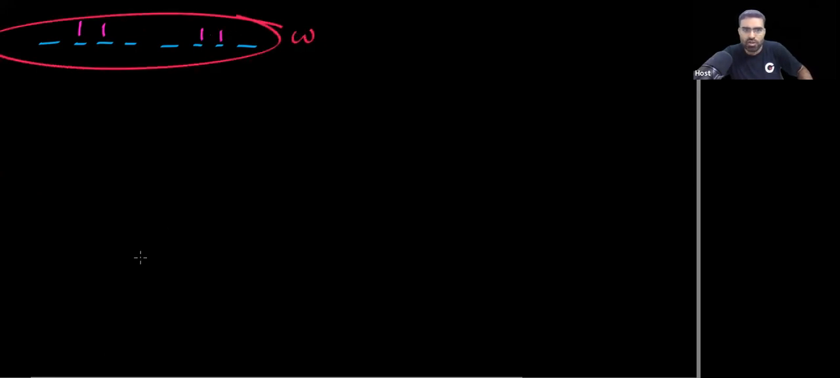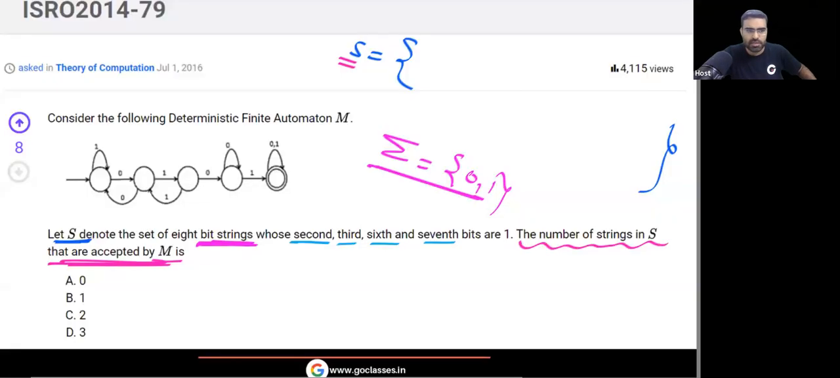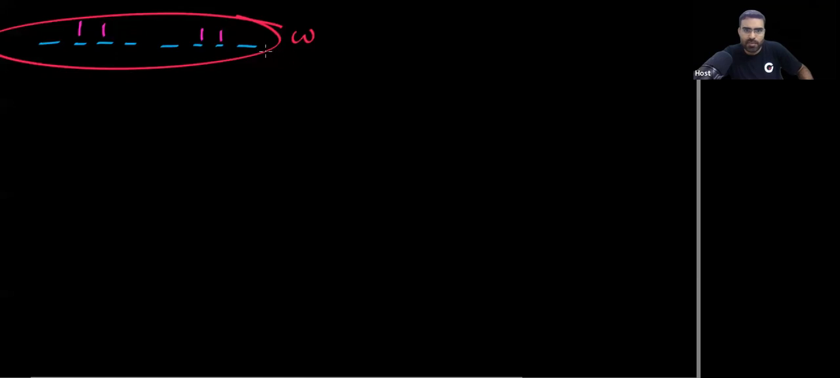You already know that the second position should be 1. Basically, this type of string you are looking for. We are looking for this type of string where this is 1, this is 1, this is 1, this is 1. Okay, so our focus should be on this type of string. Is this clear? So you tell me, initially, when you are in the initial state, and remember, we want to find out how many strings of this type are accepted. Okay, this is our target.